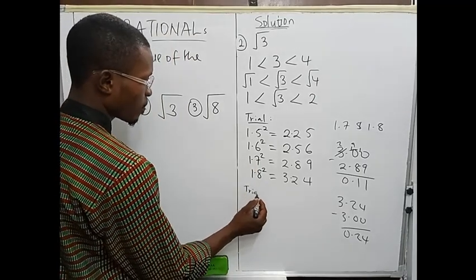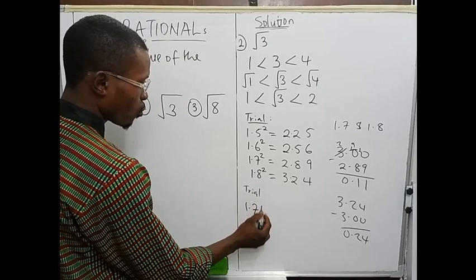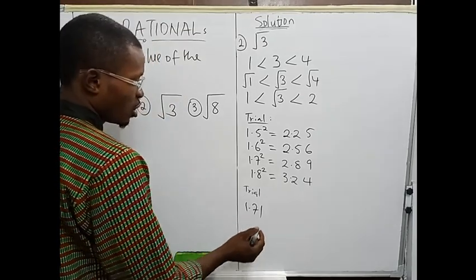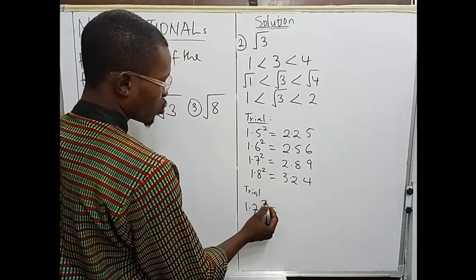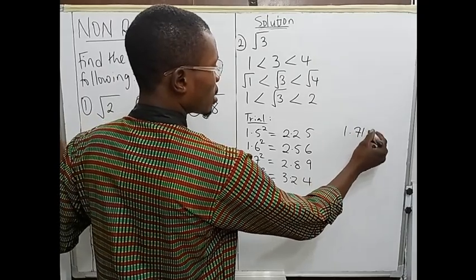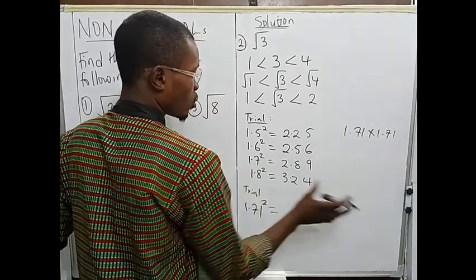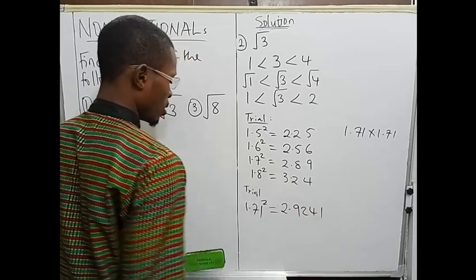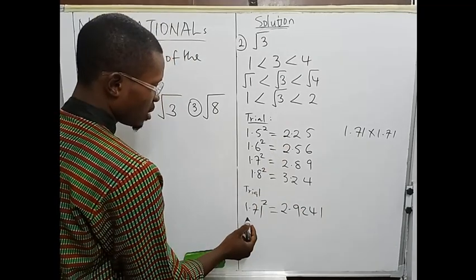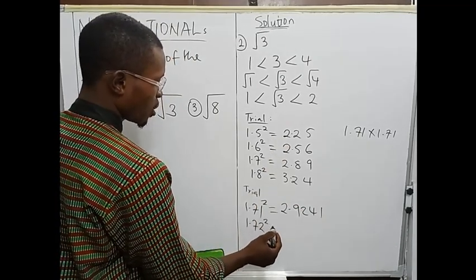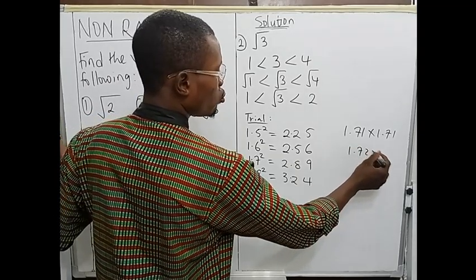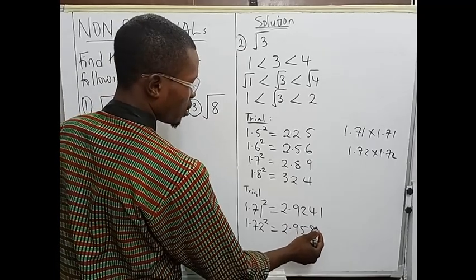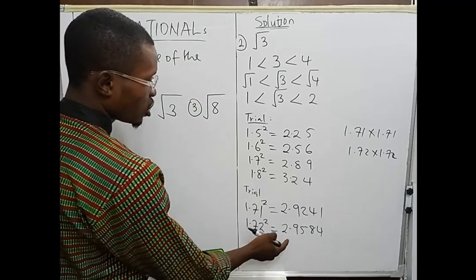Now for the next trial, we'll try 1.71. Let me clean this part of the board. Okay, 1.71 squared will give us what? 1.71 times 1.71. Because of time, I'll just paste the answer. So we have 2.9241. Okay, it's close, right? Next, we take 1.72 squared. That's 1.72 times 1.72 to give us 2.9584. Next, it is close now.